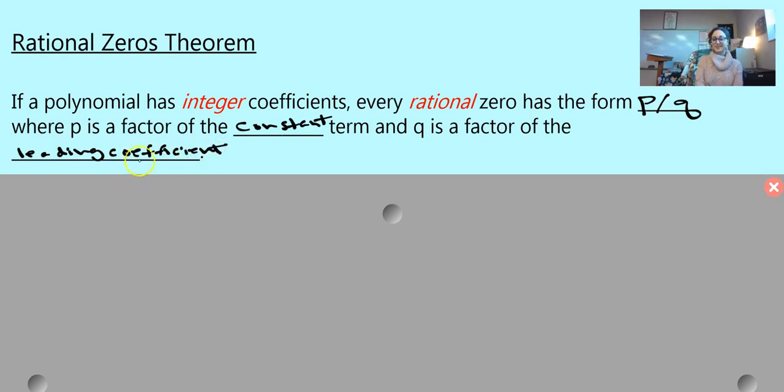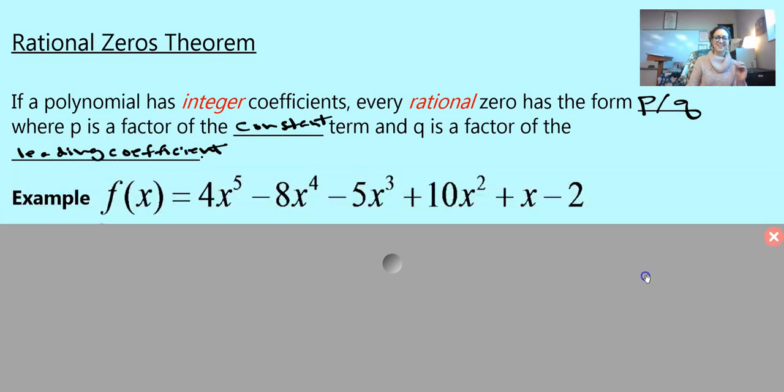Okay, this theorem was especially helpful before graphing calculators, but even with graphing calculators, sometimes it's hard to see exactly where your graph crosses or touches the x-axis. So this can really help us narrow down and not have to try so many different values when we're factoring. Okay, so let me first show you how to find these p's and q's.